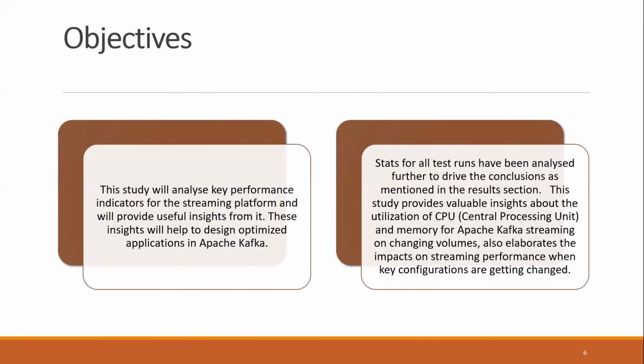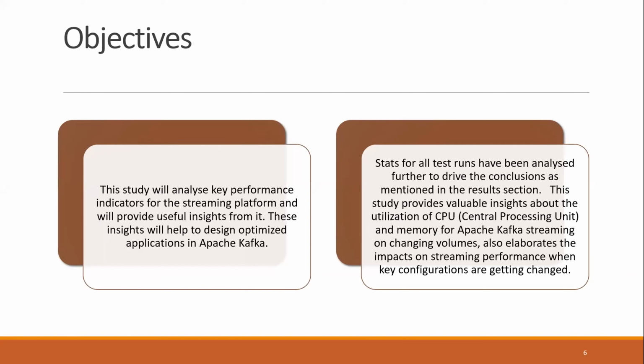So basically, the objective of this research is to implement the producer and the consumer API for Apache Kafka. This study will analyze the key performance indicators for the streaming platform and provide useful insights, so that optimized applications can be designed in Apache Kafka when we know the volume we are going to process. Based on that, we can evaluate the performance: what will be the throughput, what will be the latency, and what will be the infrastructure requirement, how much CPU and how much RAM I need. All of that can be derived via this study.